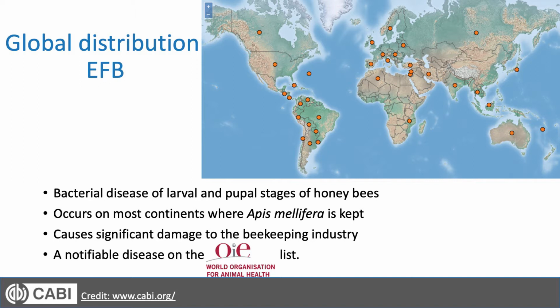With European foulbrood, or EFB, that's another bacterial brood disease, and it affects the larval and the pupal stages of honeybees as well. It occurs on most continents where honeybees are kept. So this one's a bit different from AFB. There's a little bit of localized absence of EFB. So if you're beekeeping in New Zealand, it's not present there. If you're beekeeping in certain states of Australia, it's not present. And like American foulbrood, it's also a notifiable disease.